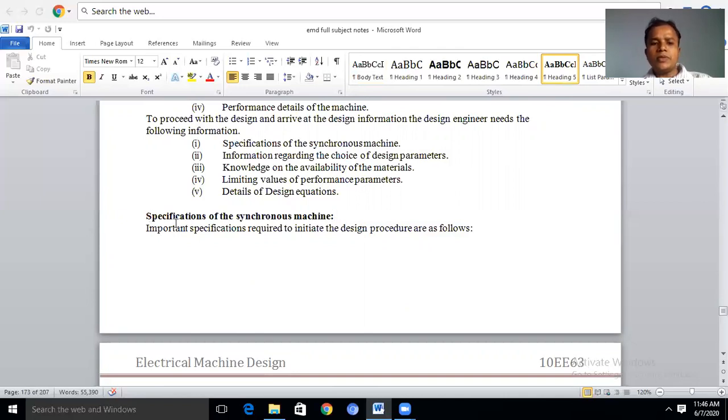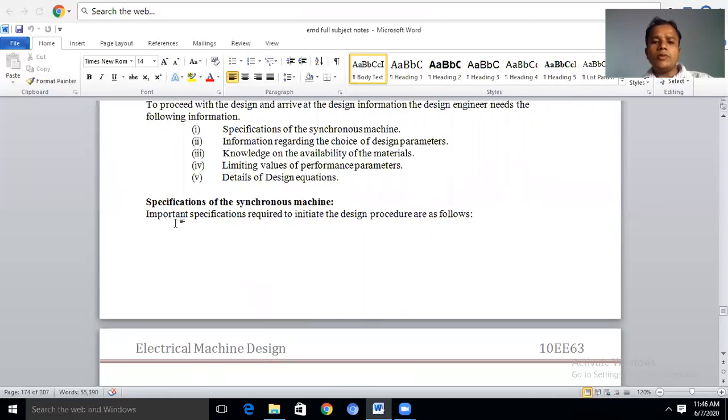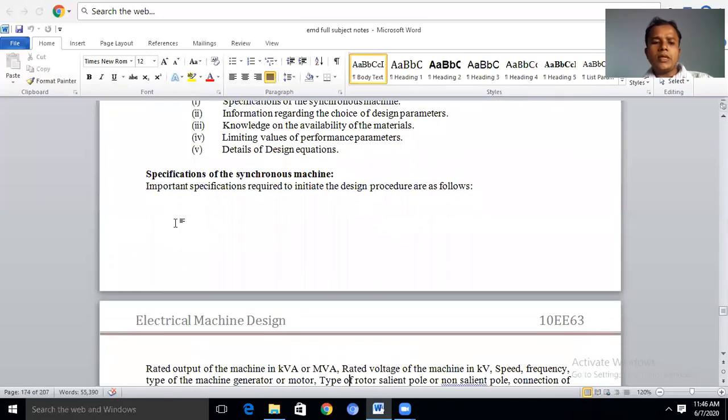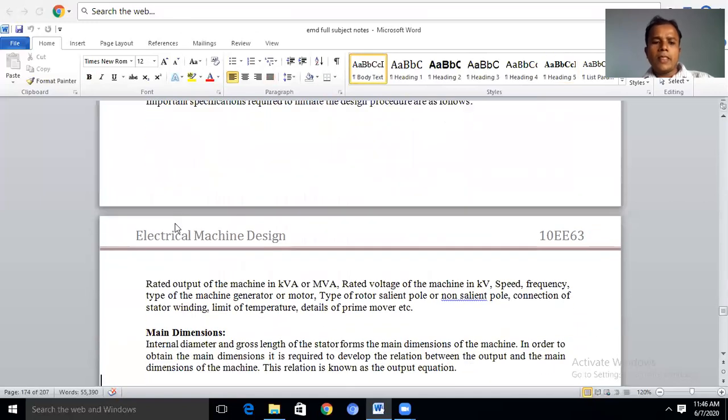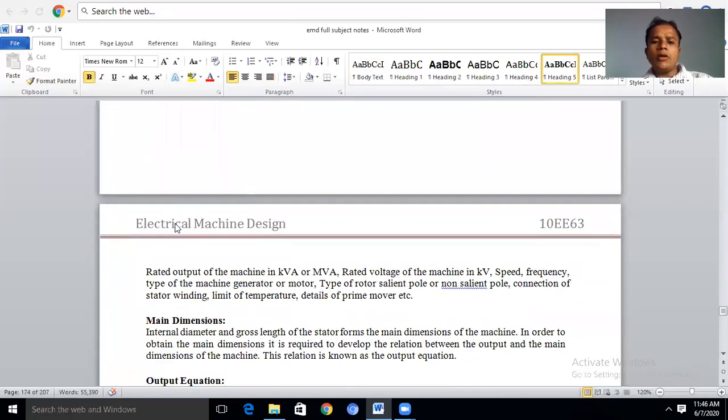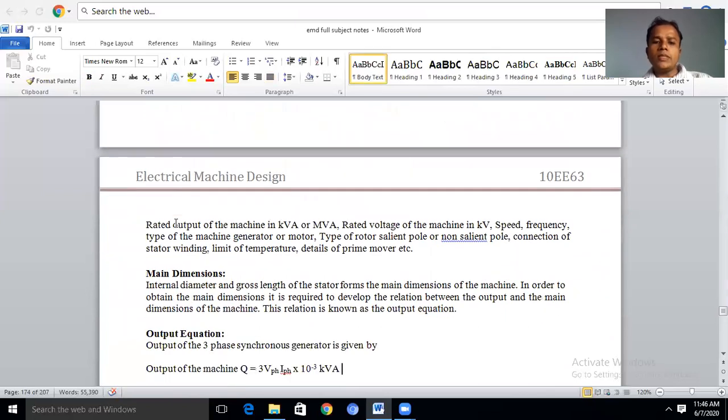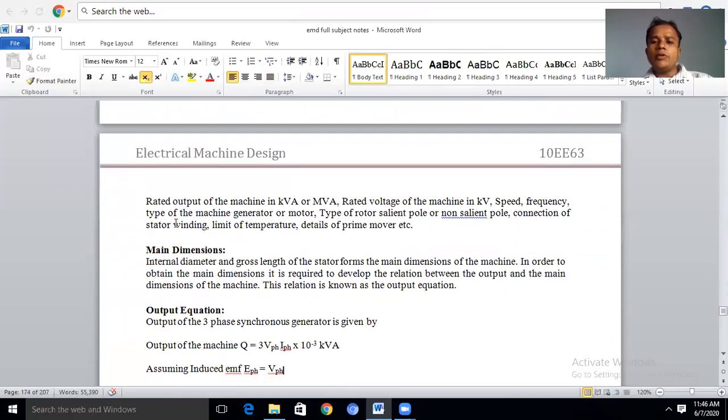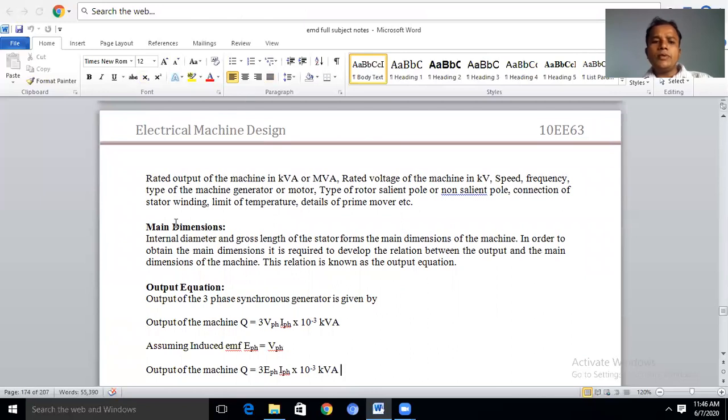Then we move towards specifications of the synchronous machine. The important specifications required to initiate the design procedure are as follows. Rated output of the machine in kVA or MVA. Rated voltage of the machine in kV. Speed, frequency, type of the machine, generator or motor, type of rotor, salient pole or non-salient pole, connection of stator winding, limit of temperature, detail of prime mover, etc.